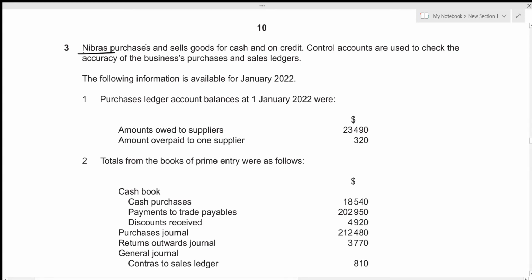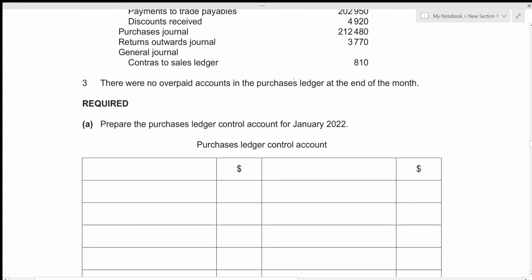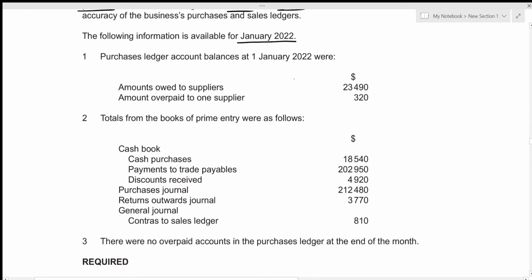Nibras purchases and sells goods for cash and on credit. Control accounts are used to check the accuracy of the business's purchases and sales ledgers. Now, the following information is available for January 2022. First of all, let's have a look at the question. We need to prepare the purchases ledger control account for January 2022.